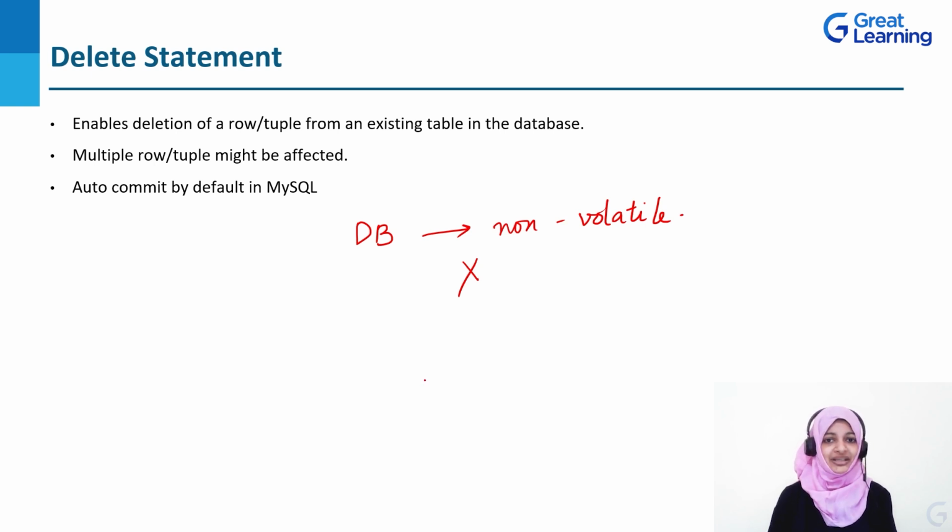So what is the practical implementation? How do we remove a certain set of records from the table without deleting it? Let us look into it after a few minutes. Let us first dive into the delete statement.